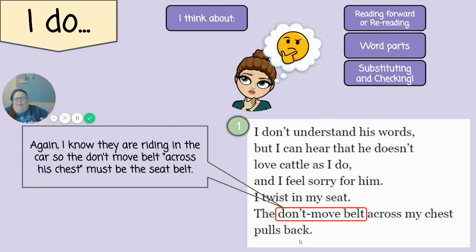So the don't move belt, that's weird. That's not really what we say in English. And so this is one of those clues that Keck is speaking English as a second language. And the author uses phrases like this that are unfamiliar to us. So if we're reading a book expecting Keck to be very much like we are, when we come across phrases like this, it's going to throw us for a loop.